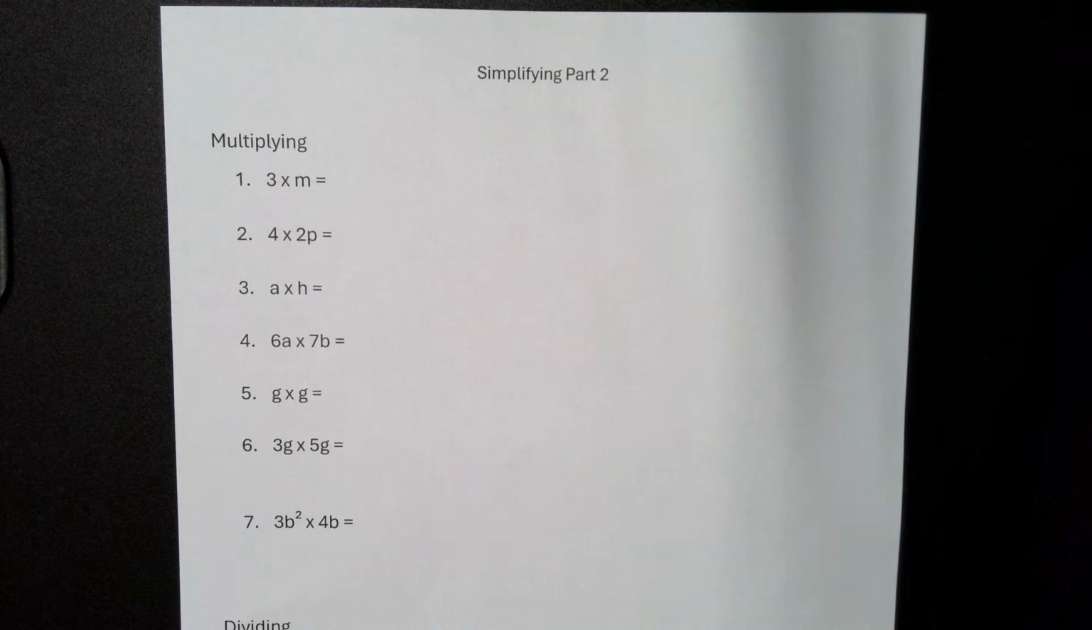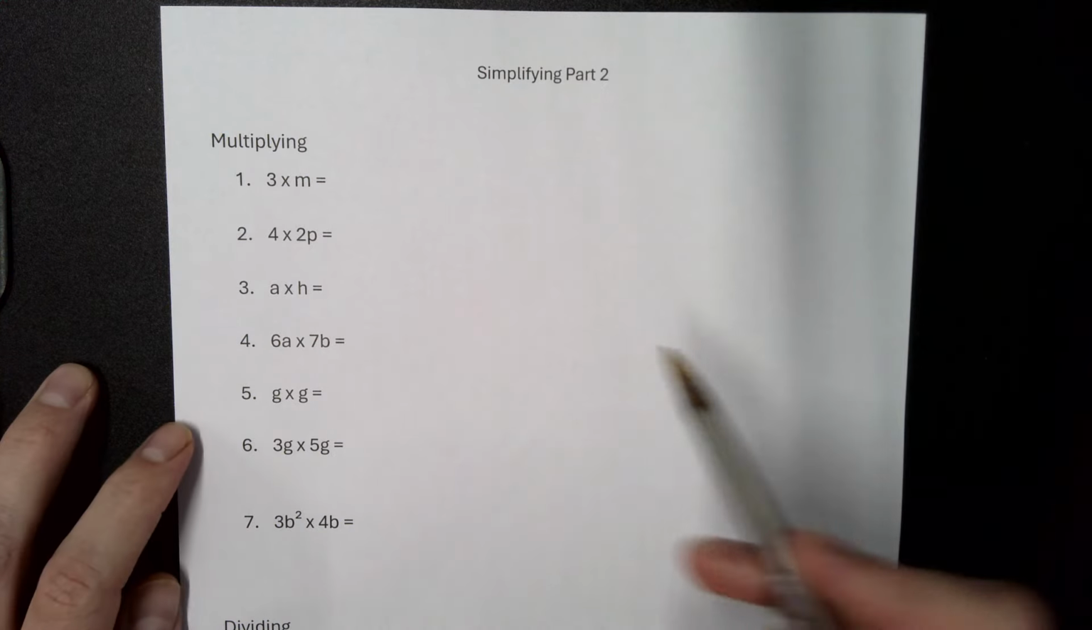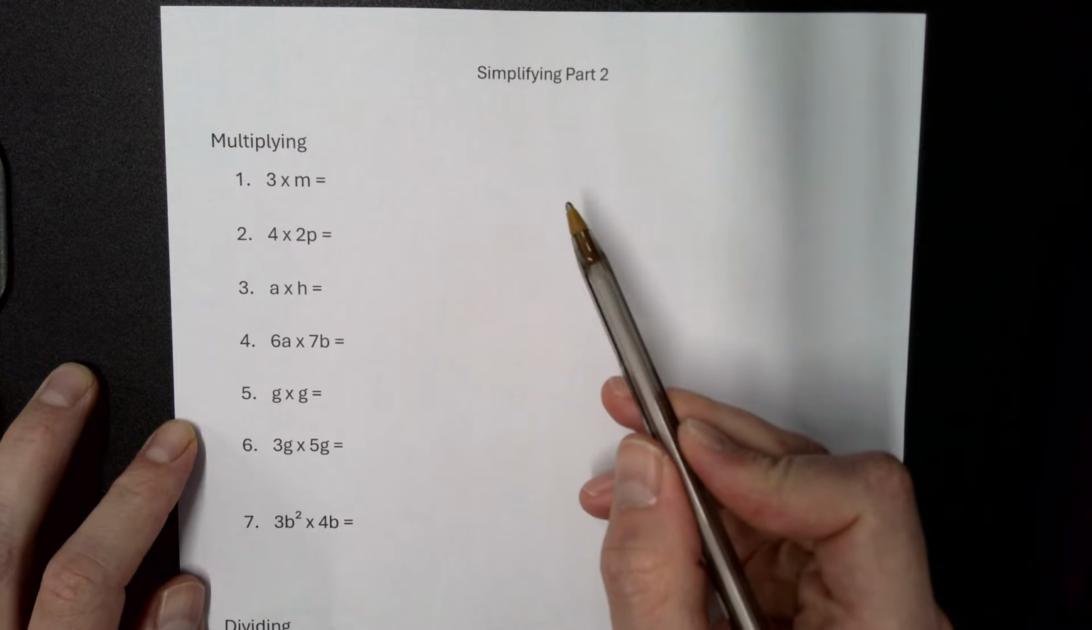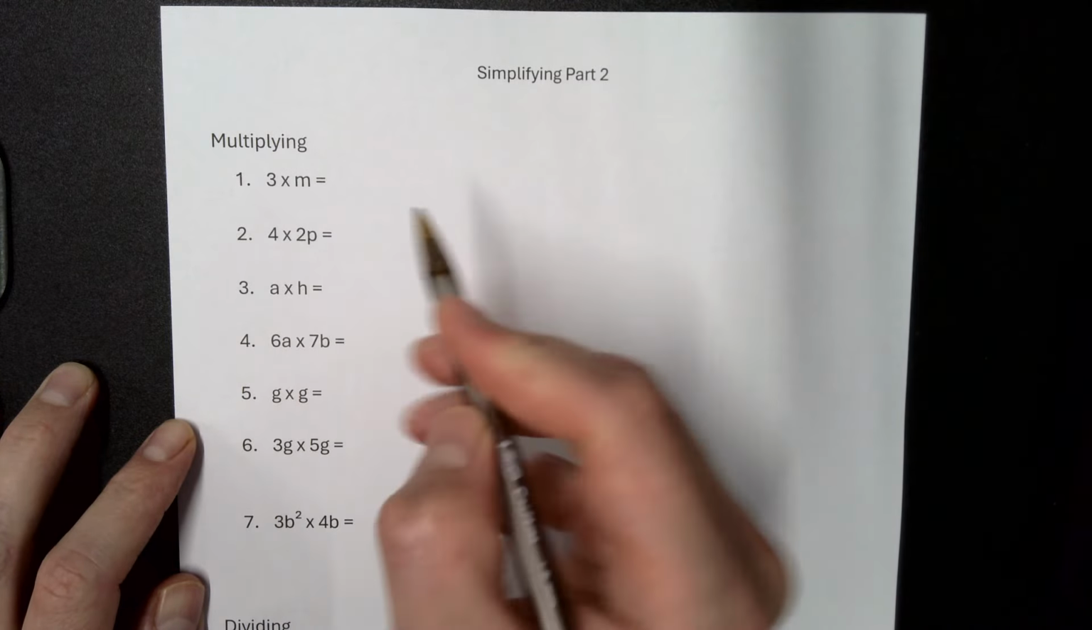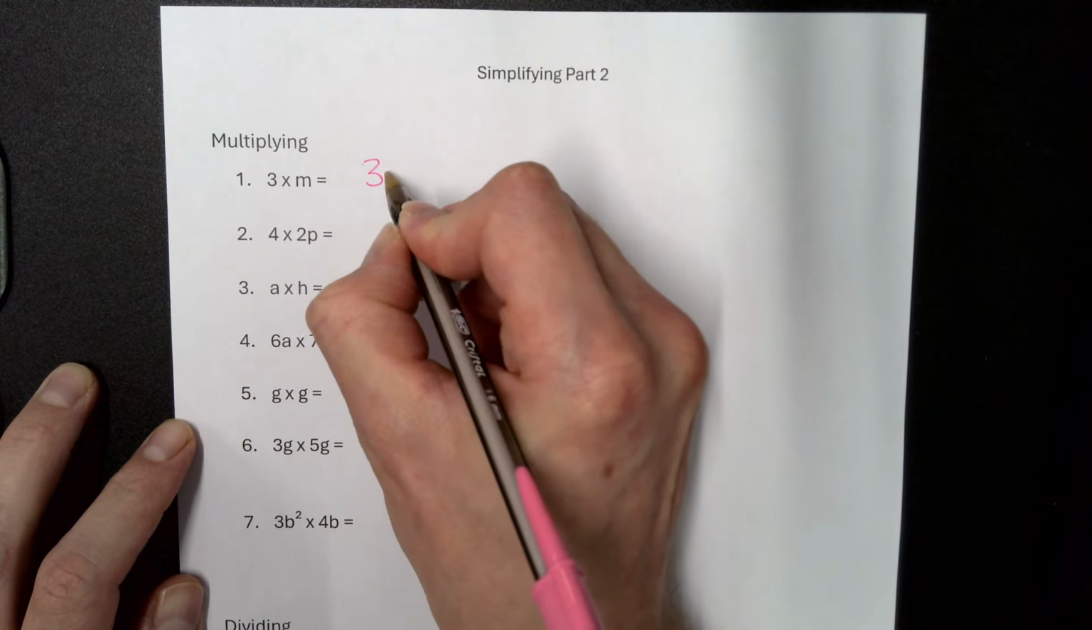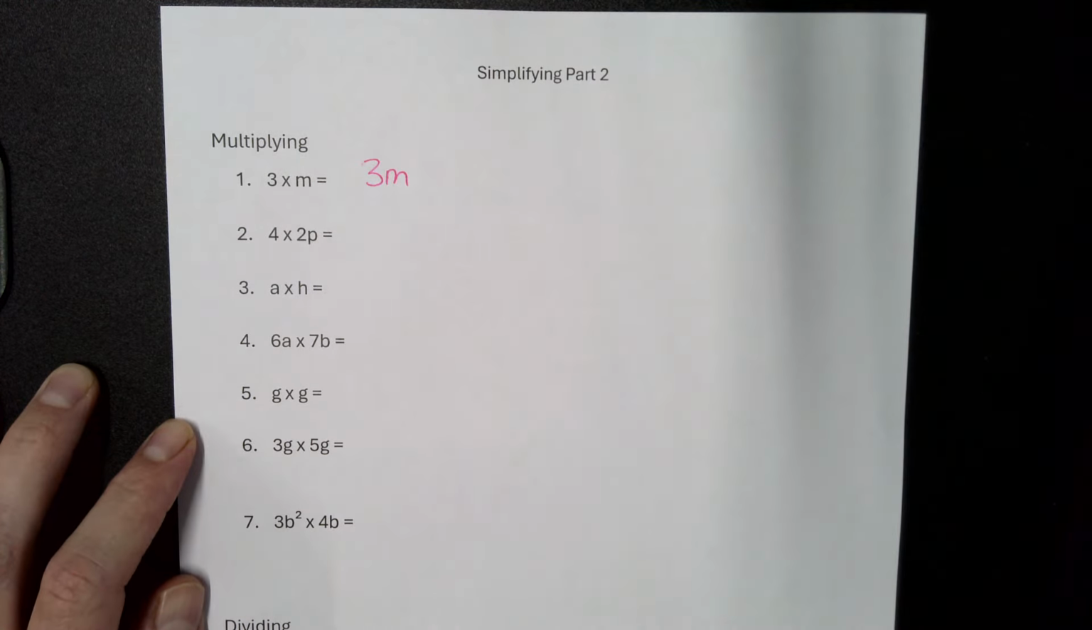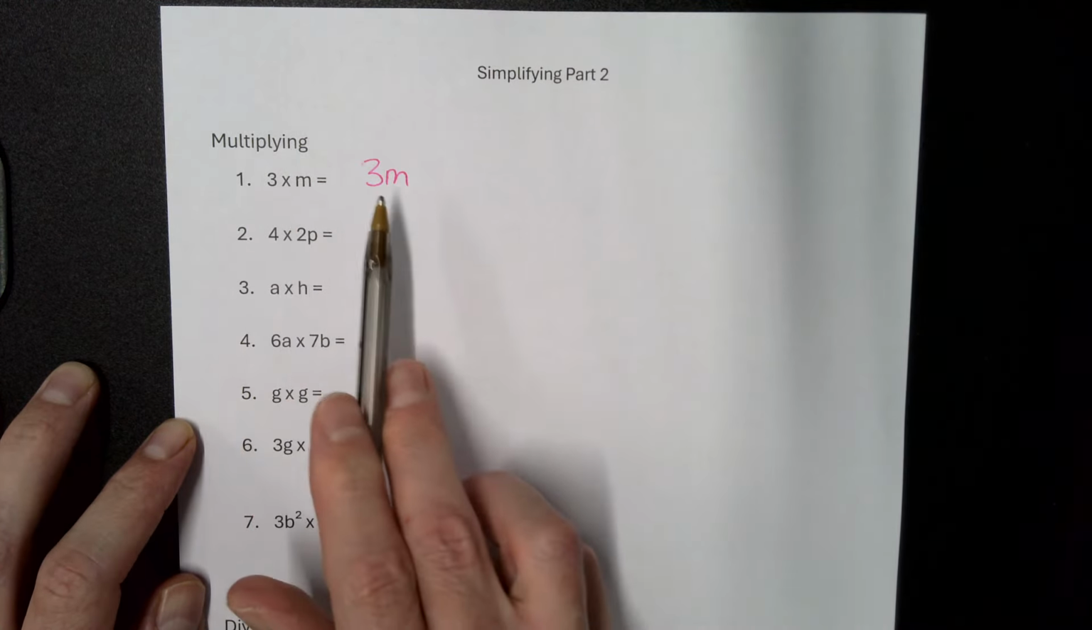Hi, so today we're going to finish off simplifying algebraic expressions using multiplying and dividing skills. So if we start with multiplying, now we have no times sign in algebra. So to show 3 times m, that just means 3 lots of m. We just put the letter and the number together.